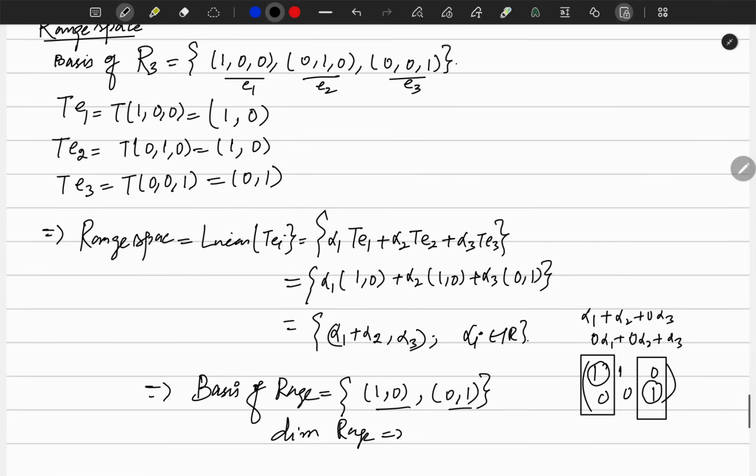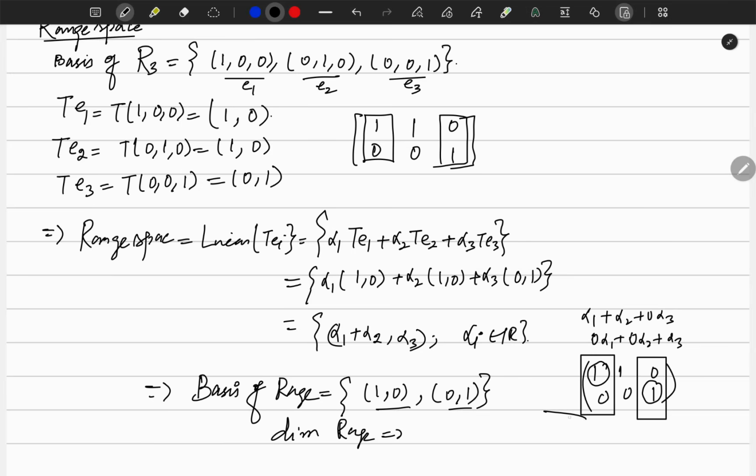So just do this. If you write this as columns, 1 0, 1 0 0 1, you can check that your vectors are now the columns. So that means range space is the column space only. Range space is the column space only. Okay, is this clear?